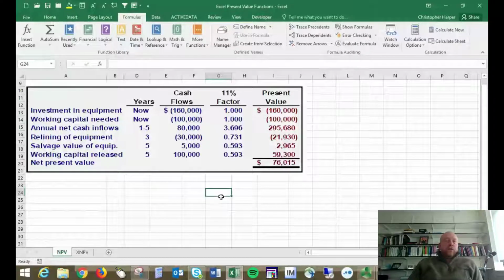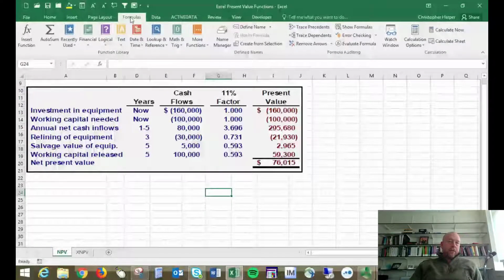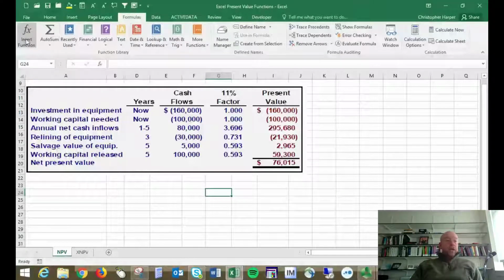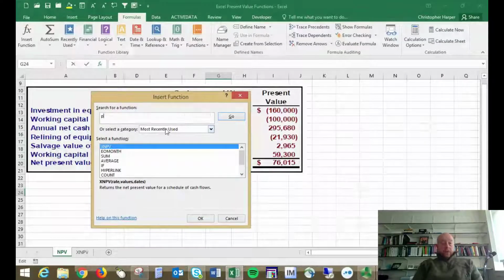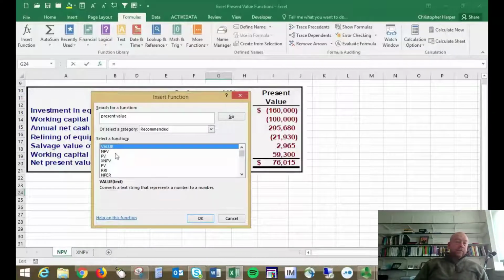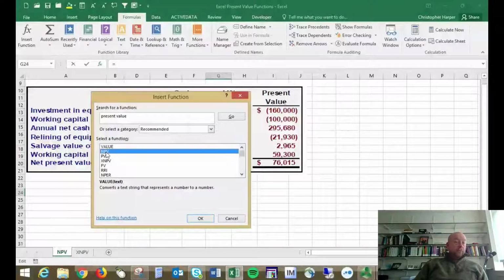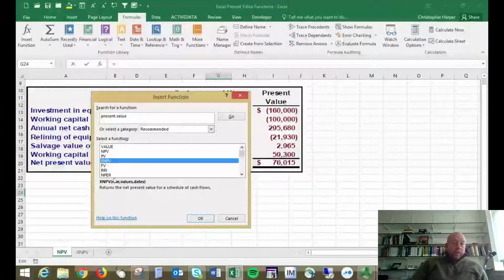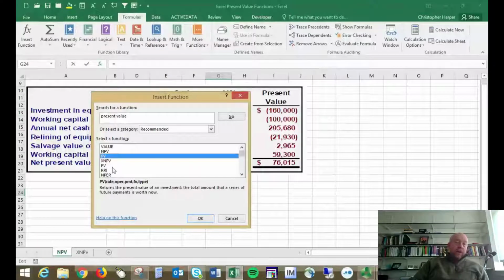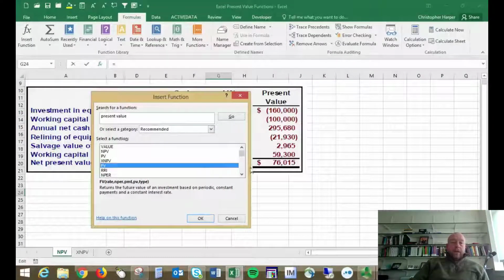So if you're ever looking for a function and you're not sure what you might need, well, you can go here. There's a formulas tab. See where my mouse is hovering there? You can go to insert function here and search. Okay, so let me just type in present value. Well, look at that. Lots of different functions coming up, including NPV that we're going to look at, XNPV that we're also going to take a moment and look at, but there are also present value, future value, internal rate of return should show up here.